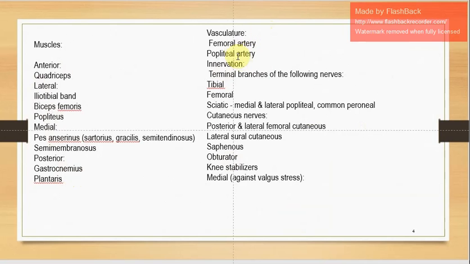Muscles we have already mentioned. Then vasculature: the femoral artery, mainly the popliteal artery. Innervation comes from terminal branches of the following nerves: tibial, femoral, sciatic, medial and lateral popliteal, common peroneal, cutaneous nerves, posterior lateral femoral cutaneous nerves, lateral sural cutaneous nerves, saphenous, and obturator. Then the knee stabilizers, the medial and lateral retinaculum. The medial acts against valgus stress.